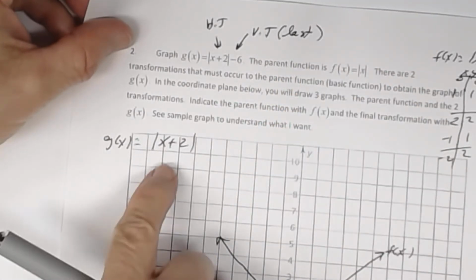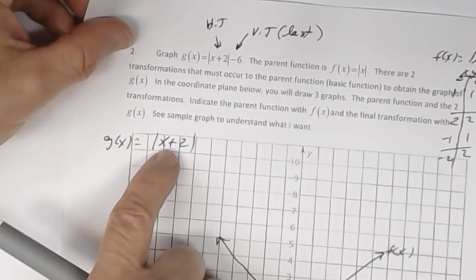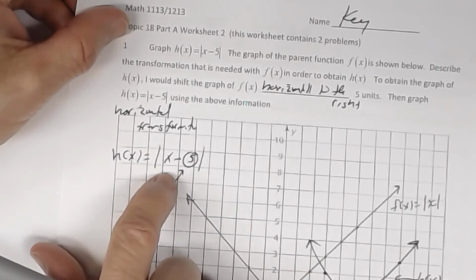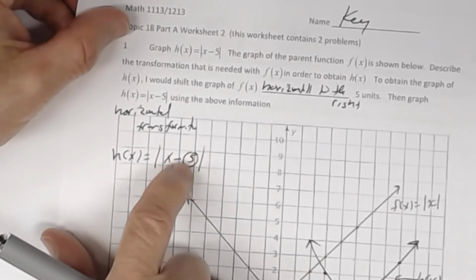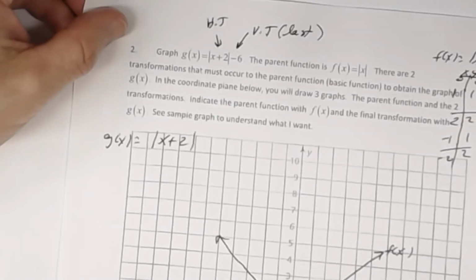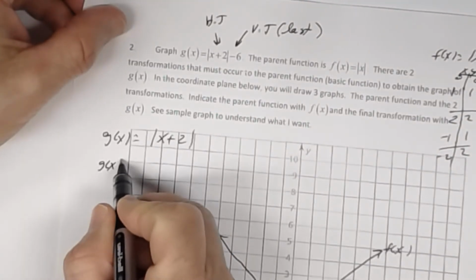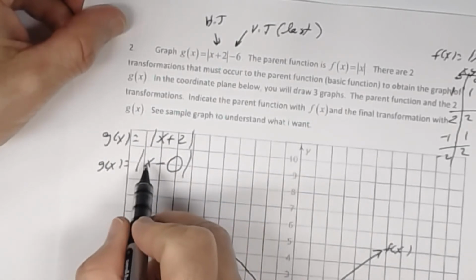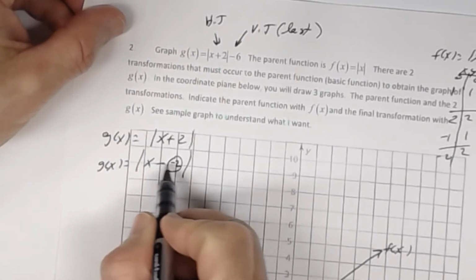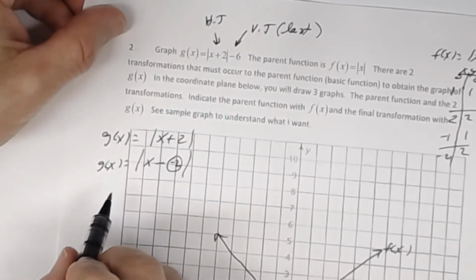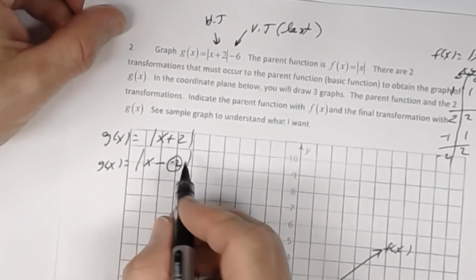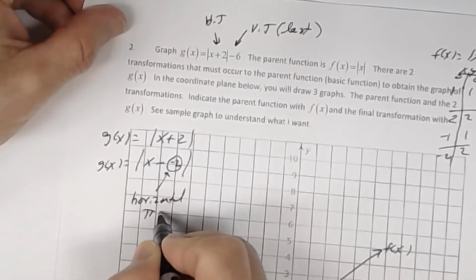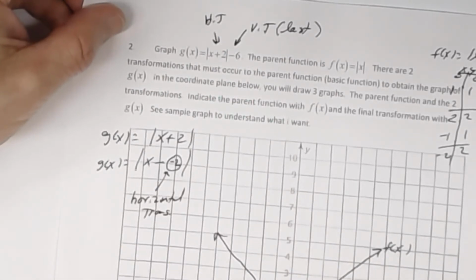Okay? All right, so I want you to notice that in the previous problem we said that whenever you have a horizontal transformation, you want to rewrite as x minus and then put a circle. So g of x is going to equal the absolute value of x minus, and then keep in mind that x subtract a negative 2 means x plus 2, right? So negative 2 will be my horizontal transformation, my horizontal translation.